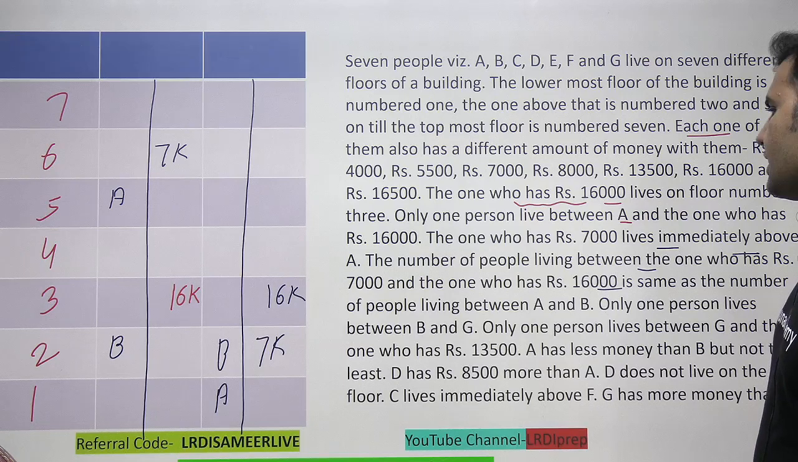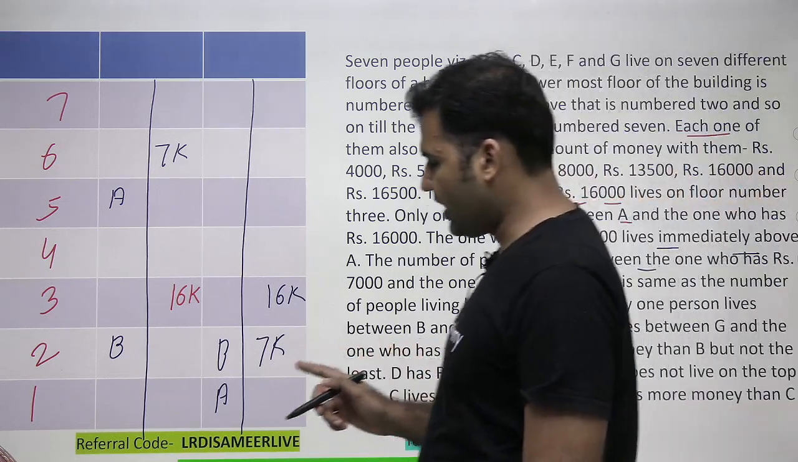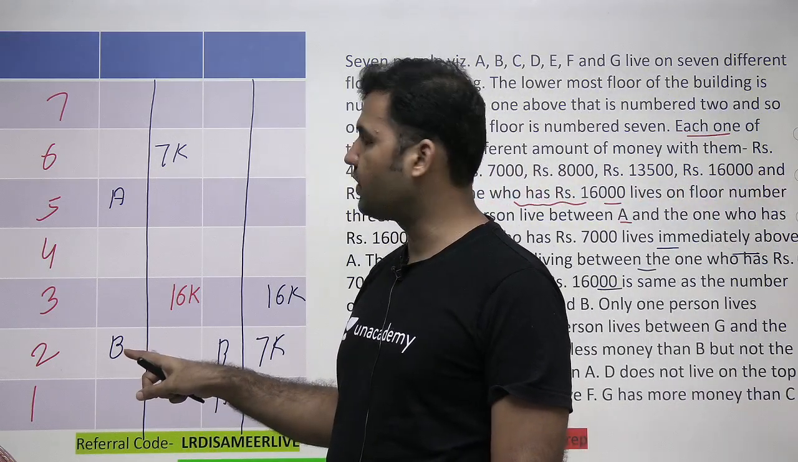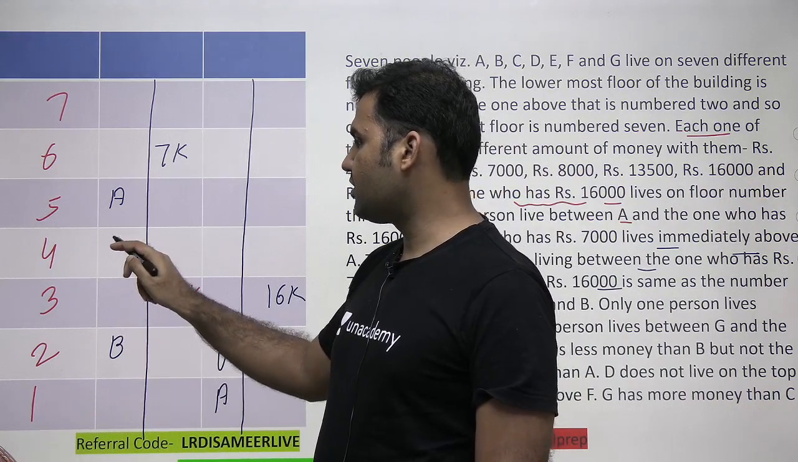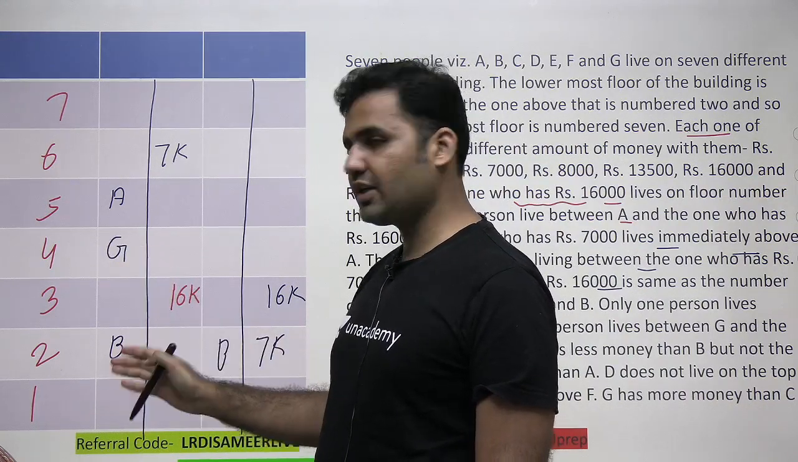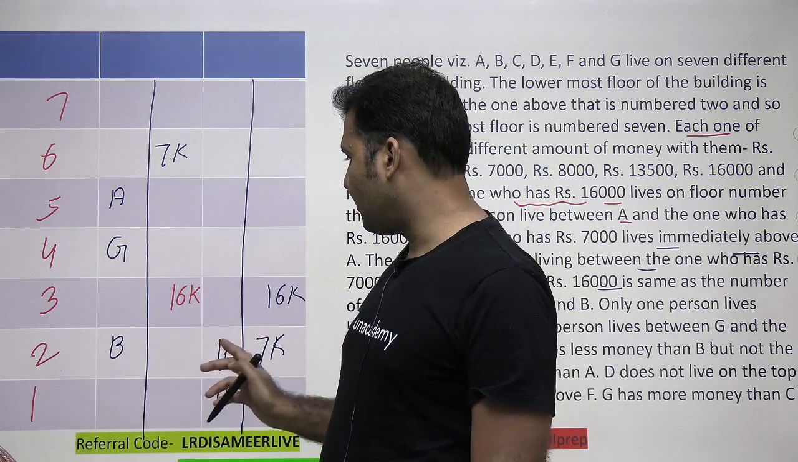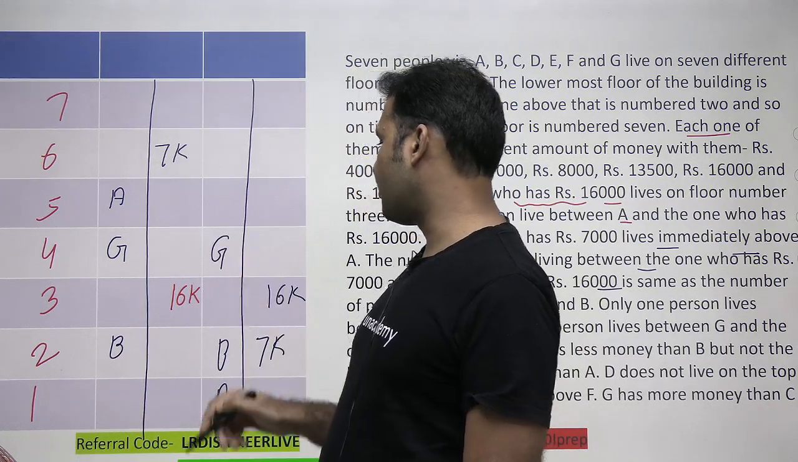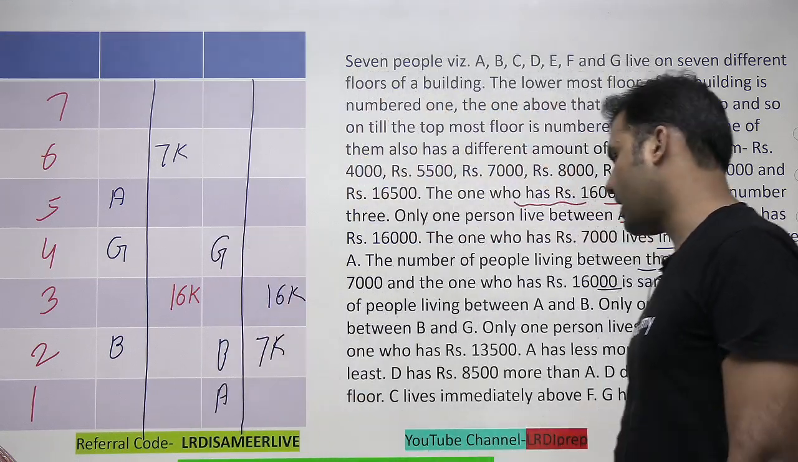Okay, now it says that only one person lives between B and G. If B is over here and one person is living between B and G, so G would be coming here. There's no option to put G below B. If B is here, to create a gap of 1, G would be coming over here, right?